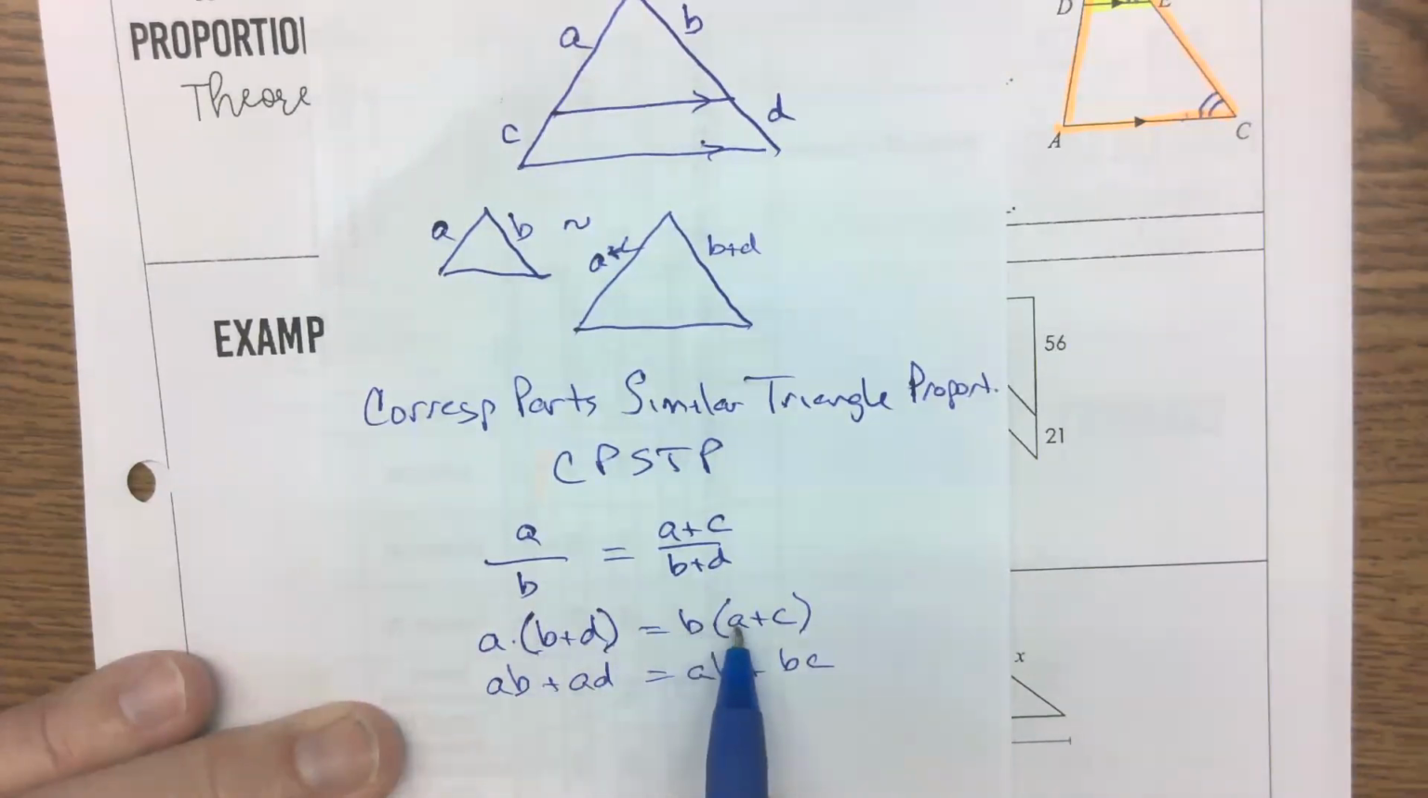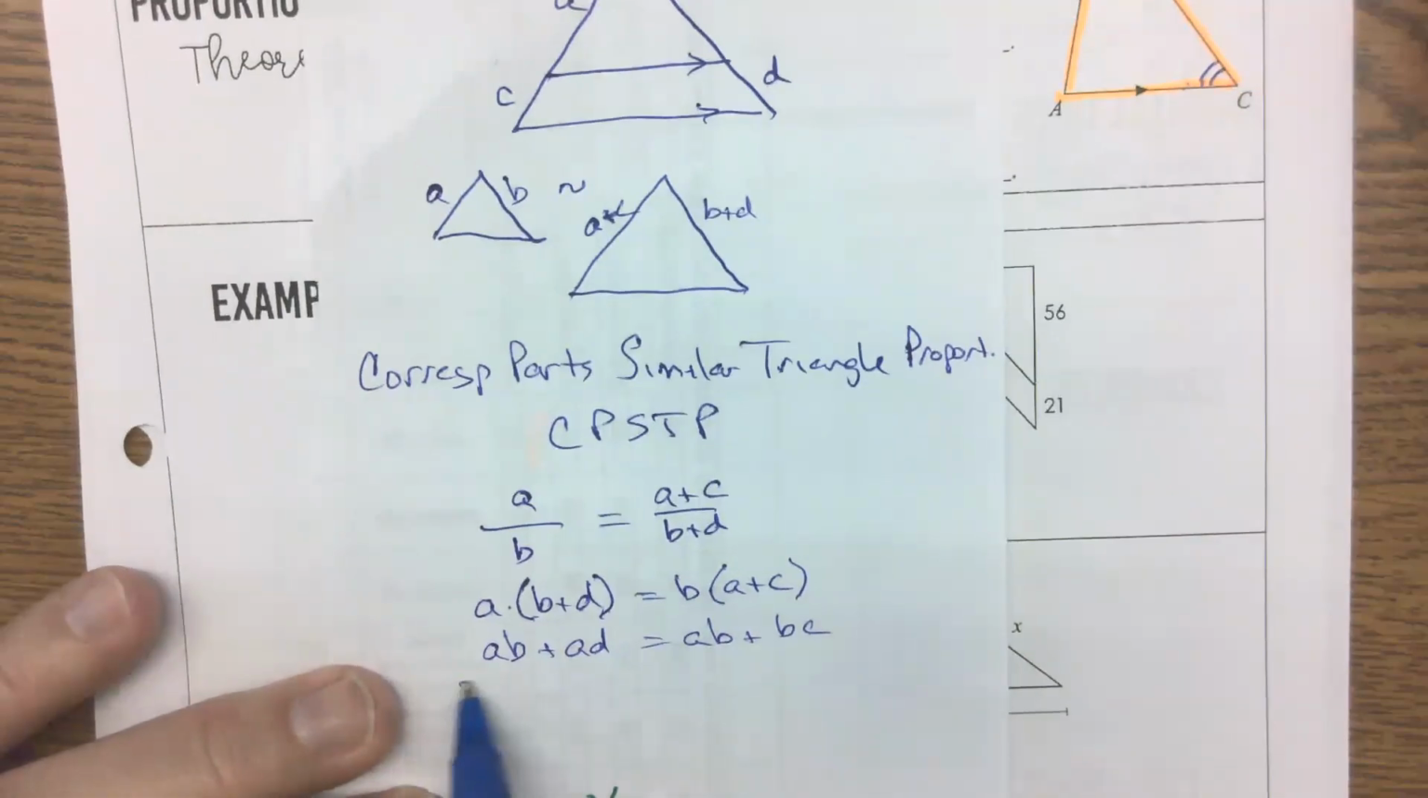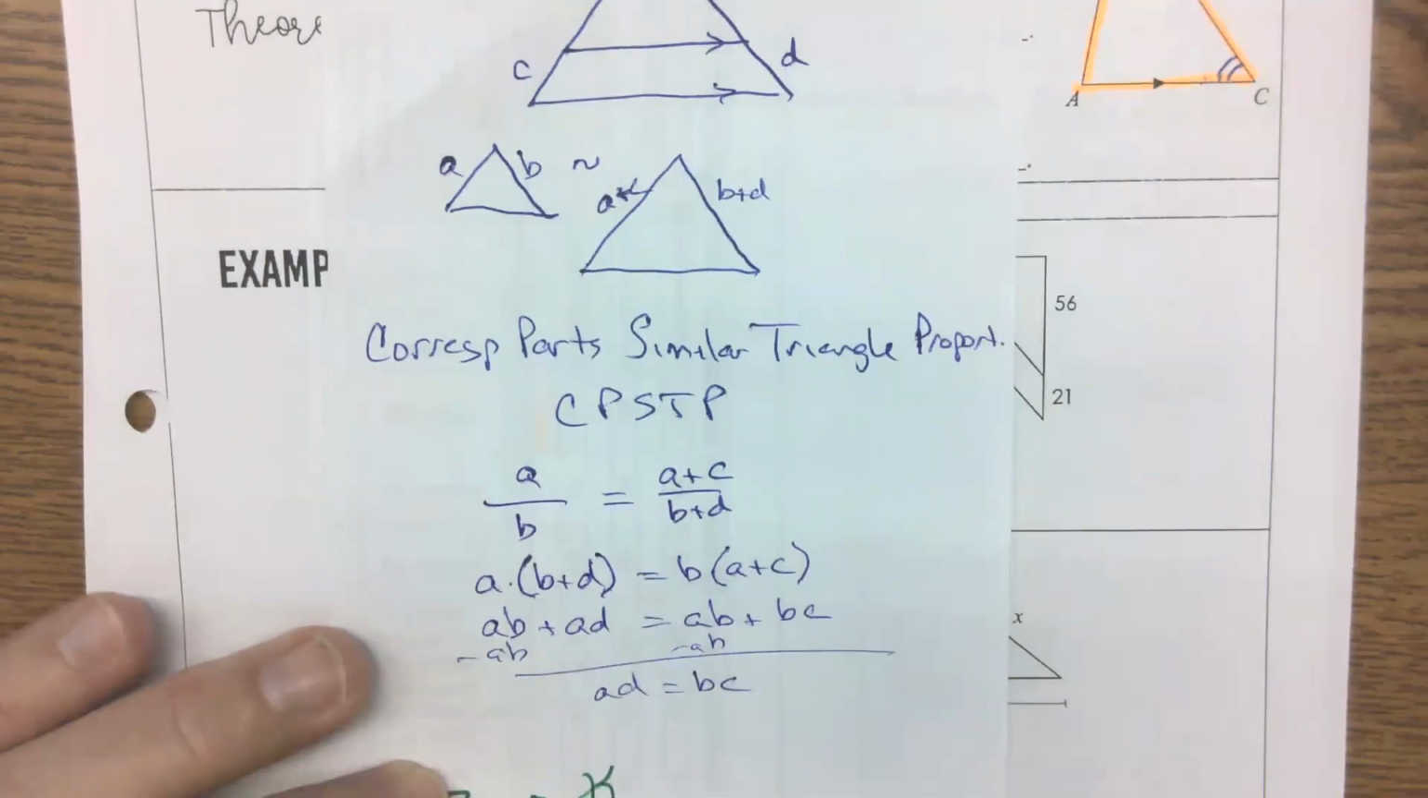Also, when I do B times A, multiplication is commutative. In other words, 2 times 3 is the same as 3 times 2. So I can write that as A times B. That way I see that there's an AB on both sides, and I can subtract that from both sides of the equation, leaving me with AD equals BC.